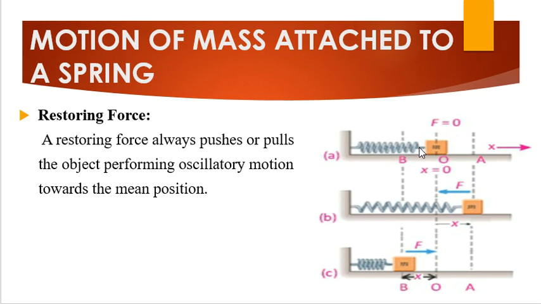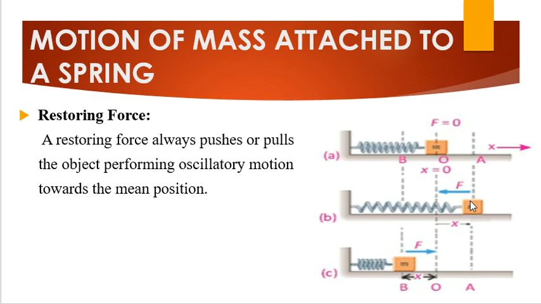You can see that initially the mass M is at rest in the mean position O, and the resultant force, or the net force on the mass, is 0. Now if you look at the other picture, part B, the mass is pulled through a distance x up to extreme position A. Now your mass is at position A, and then it is released. So the restoring force exerted by the spring on the mass will pull it towards the mean position. You can see it is pulling it towards the mean position. That's why the arrow is in the opposite direction of the displacement x.